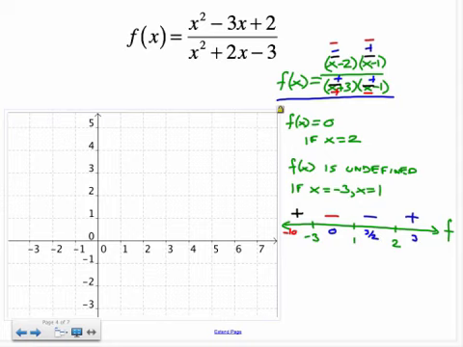So I can go ahead and plot the 0, which is at 2, comes 0. I have two locations where the function is undefined. I don't know what happens there yet. We'll come back to that. But I can also plot the y-intercept, because that's always an easy point to find.